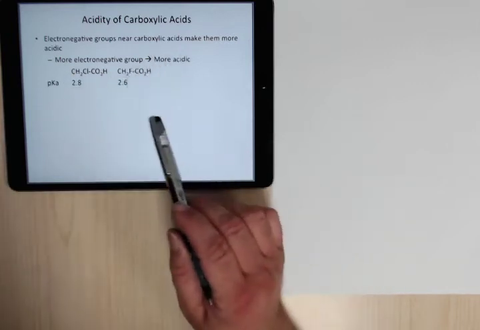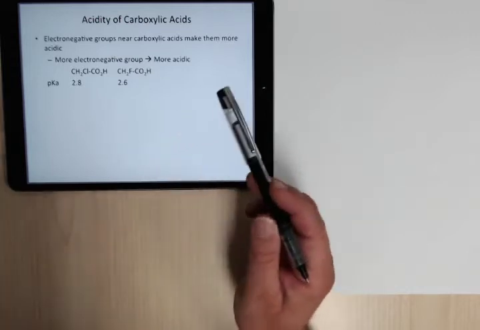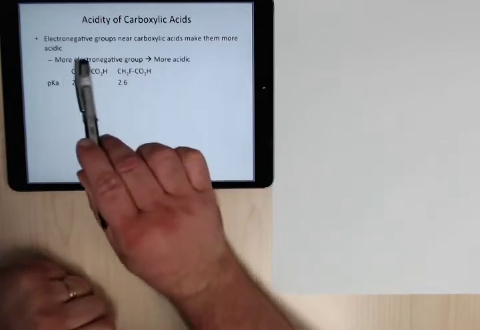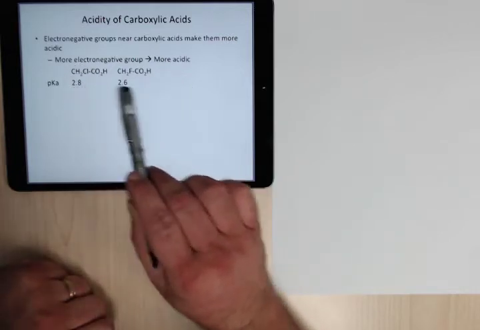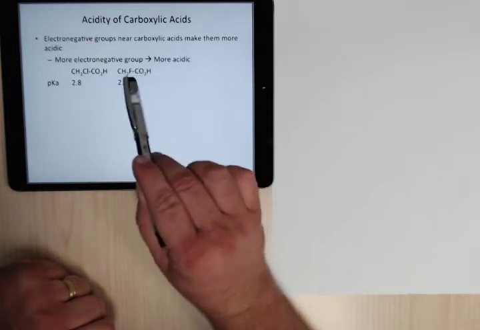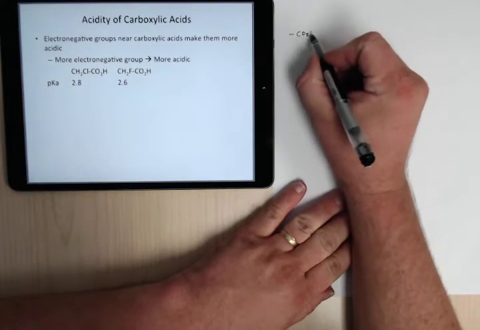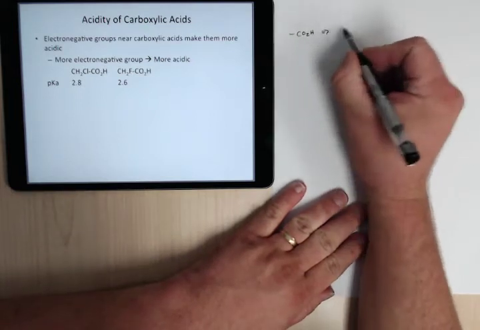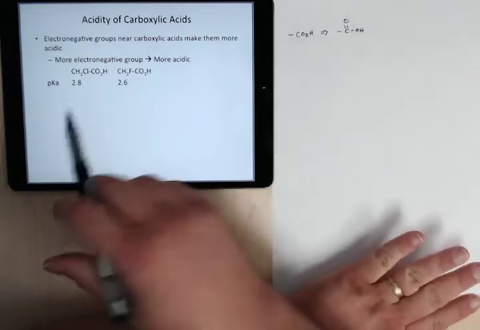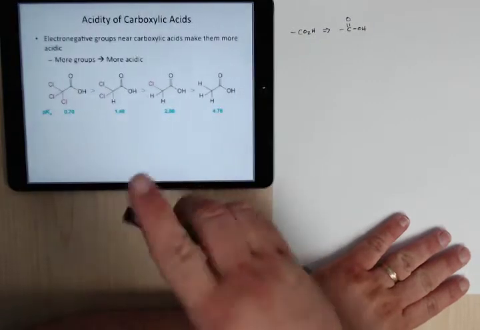So if you had just plain acetic acid, the pKa is about 4.5, stuff like that. But if you put a chlorine on here, it decreases to 2.8. Put a fluorine on here, right next to this carboxylic acid, it's 2.6. Now, I put that on there. You have to remember that this is just an abbreviation for the carboxylic acid. Just wanted to give you guys some practice on seeing it.